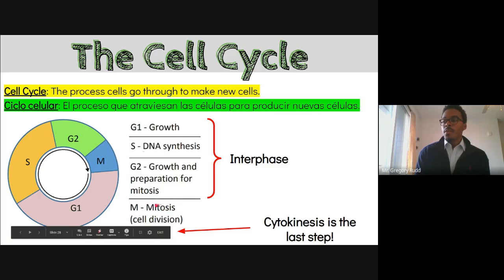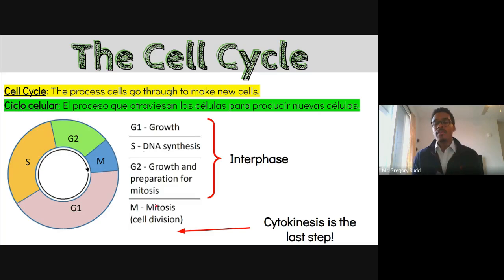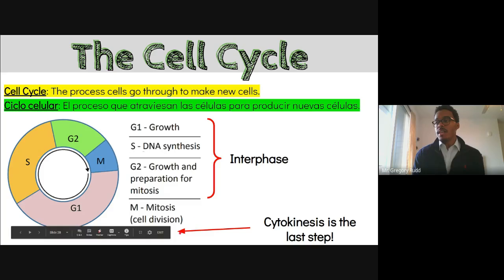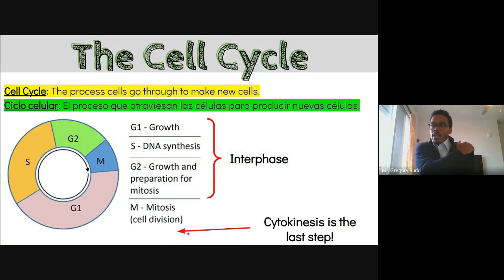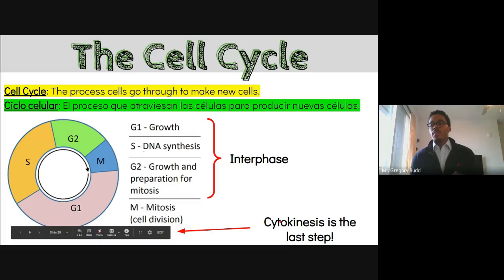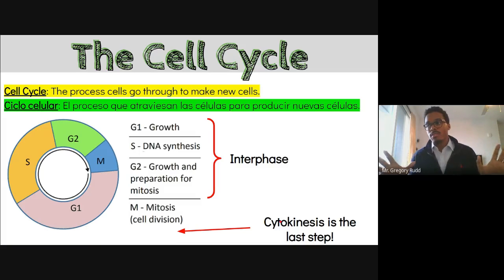M phase could be mitosis, but it could also be meiosis. We'll talk about both of those over the next couple of days. And then cytokinesis finishes the process. So please make sure that you write down the definition of the cell cycle. And it's called a cycle because once a cell goes through cytokinesis and we end up with 2 cells, they are both kind of re-entering the original cell cycle. They're both put back into G1.